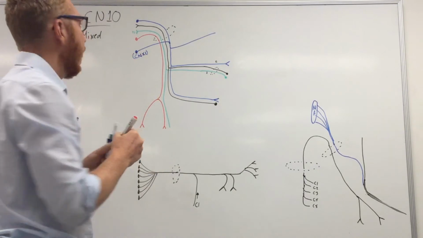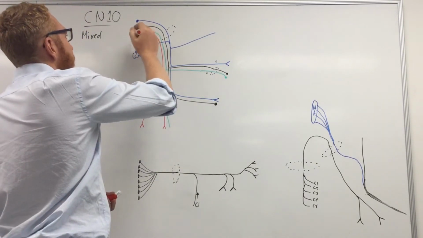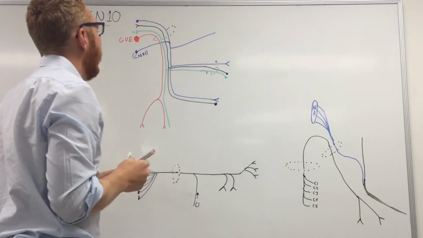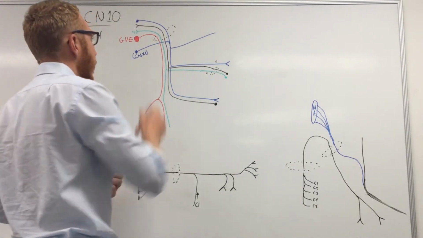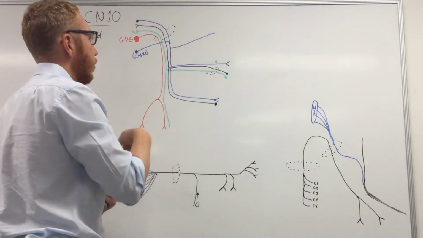So start with the red. The red is going to be parasympathetic. So this is going to be a general visceral efferent. Okay, so it's taking motor signals, visceral motor signals down to the lower structures.